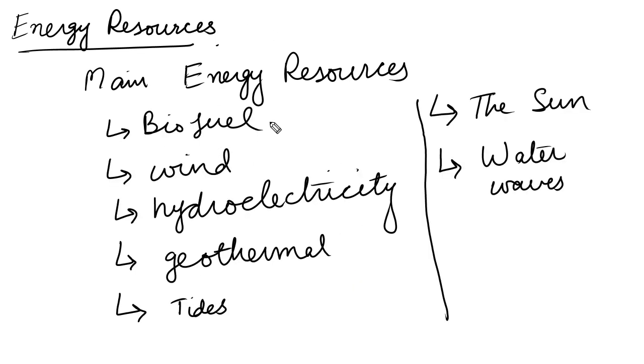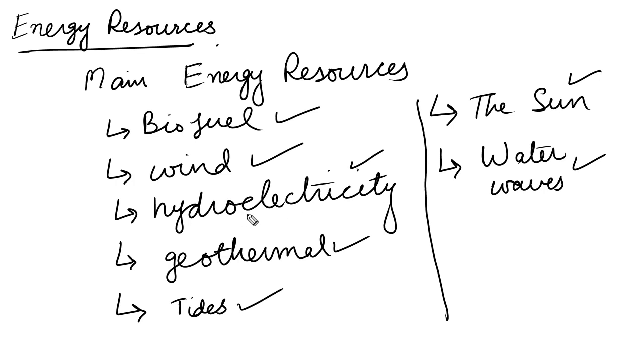we have biofuel, wind, hydroelectricity, geothermal, tides, the sun, and the water waves. So these are the main energy resources that we have available. And biofuel is basically the energy resource where we get the energy from the biological waste. And wind, we generate the electrical energy from the wind.